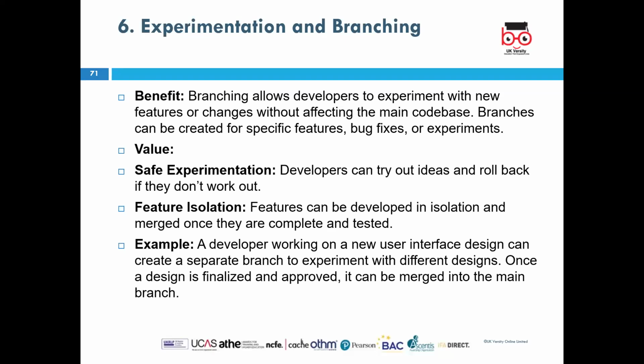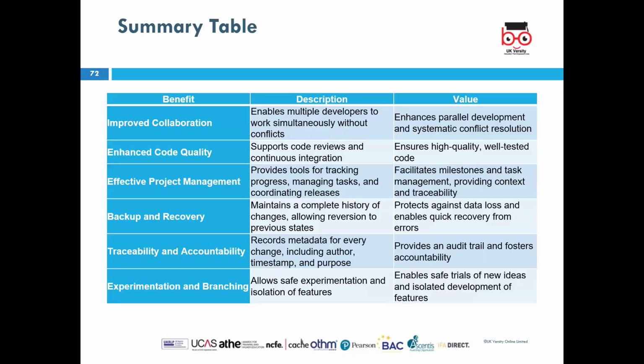Experimentation on branches. This allows developers to experiment with new features or changes without affecting our main code. And we can create specific features, fix bugs, or even experiment. So the main values for these are safe experimentation and feature isolation.